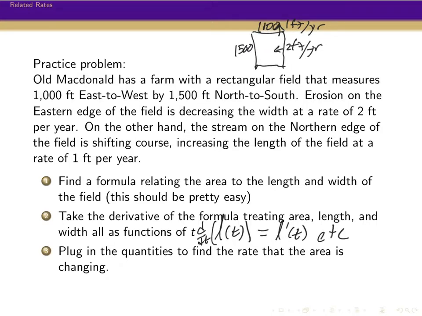Okay. And then last, once you have this derivative, then plug in the values that are given to you: the 1,000 feet, 1,500 feet, decreasing by 2 feet, increasing by 1 foot. Plug them in to the appropriate places and use that to figure out how the area is changing.